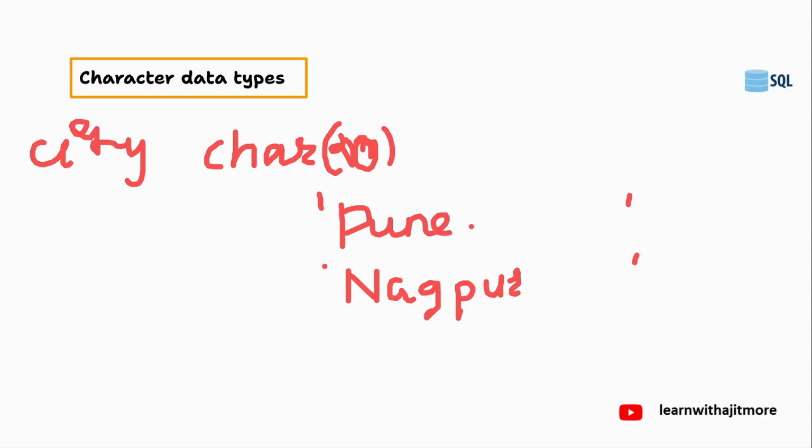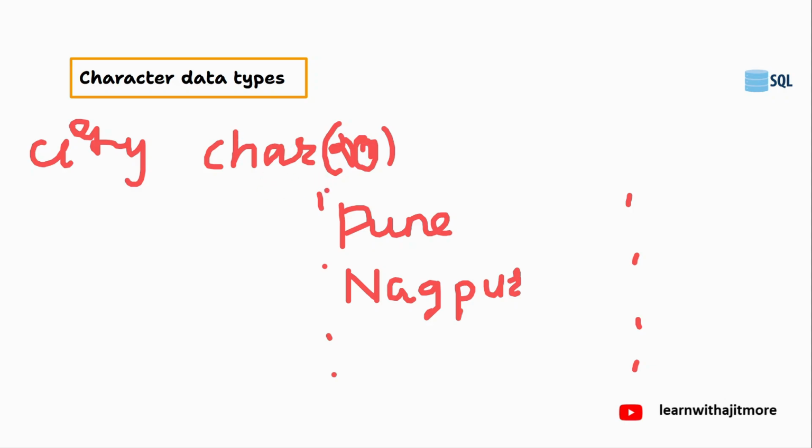Just say Pune, only 4, so the remaining 16 are spaces. Nagpur, 6, so the remaining 14 are spaces. But suppose some city goes beyond 20. If any city is going beyond 20, it is truncated. The data is lost. Whatever characters are after 20 will be truncated. But everyone will take exactly whatever size you give. Correct?